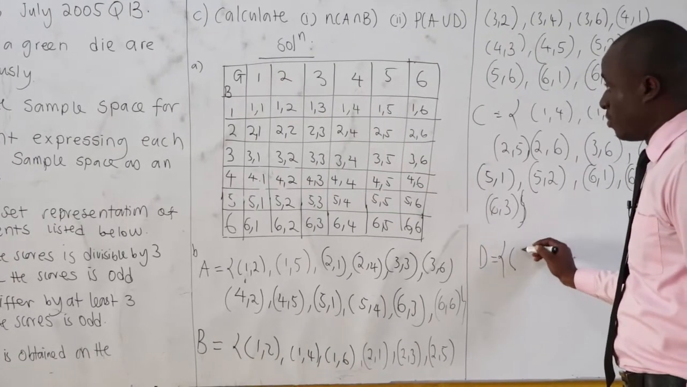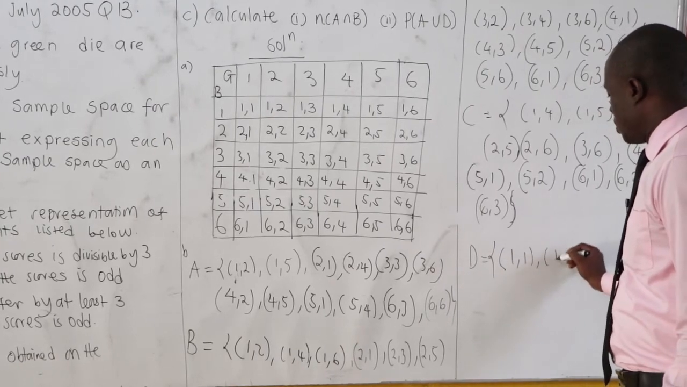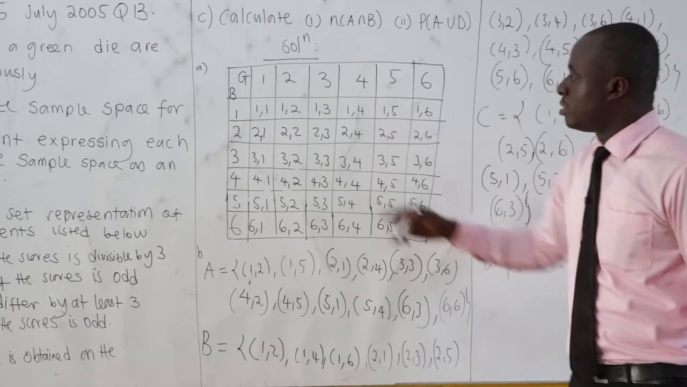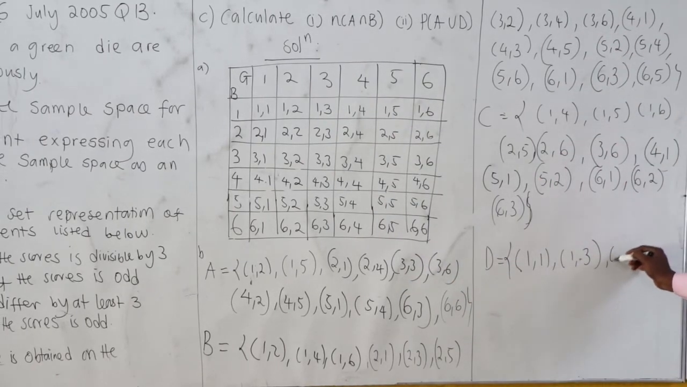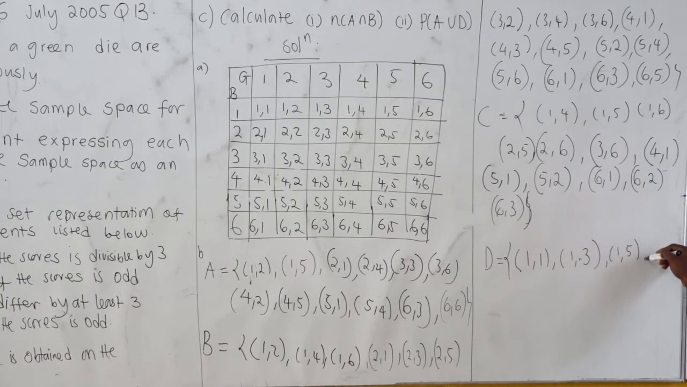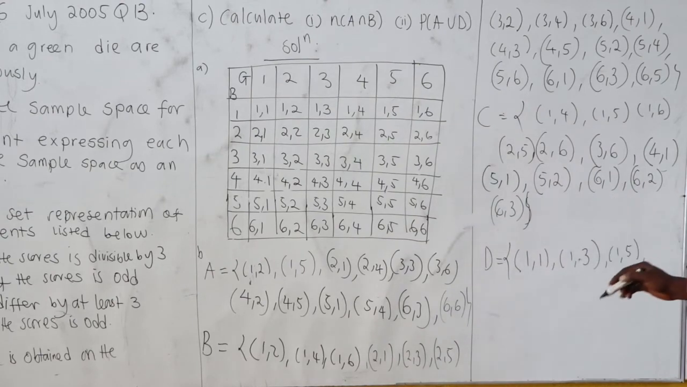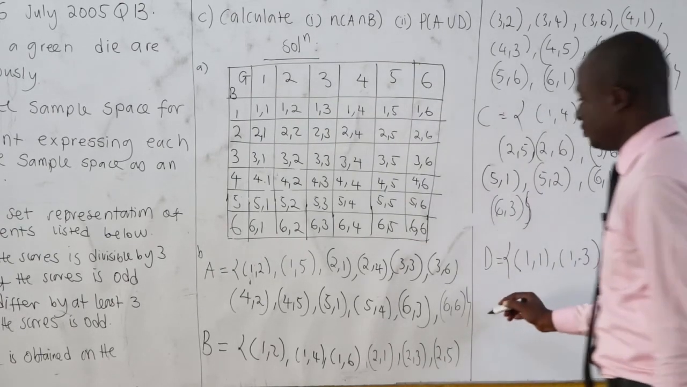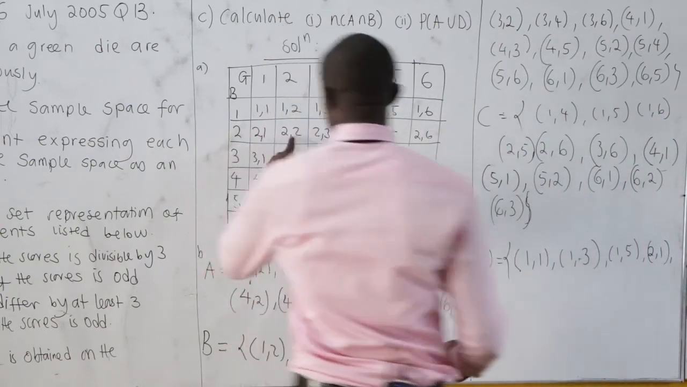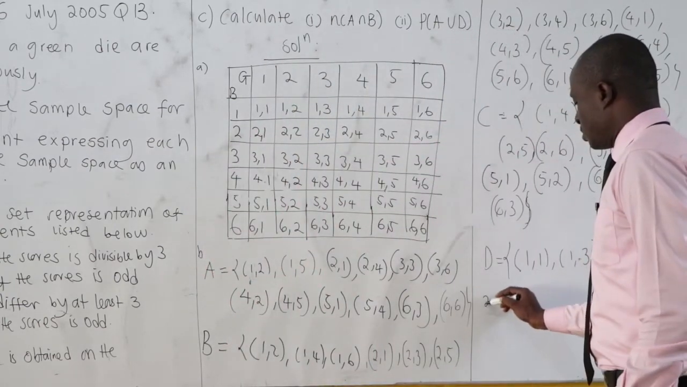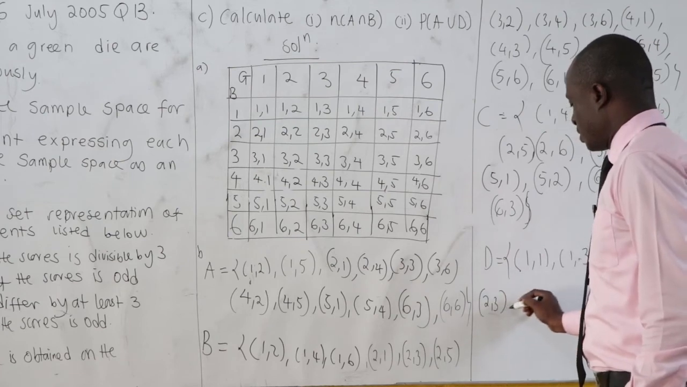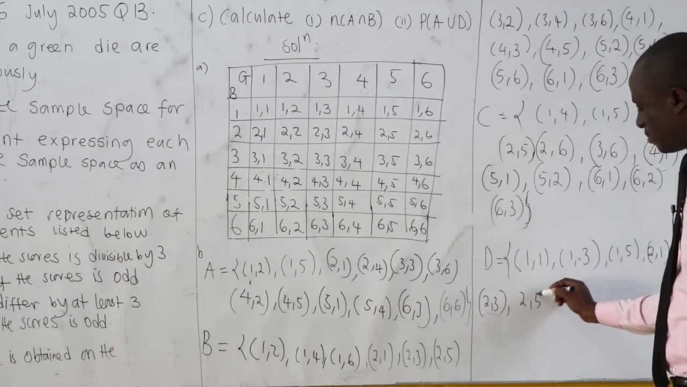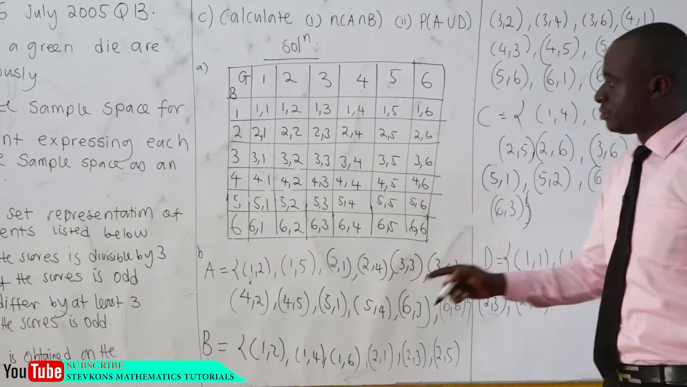The first one will be 1, 1, 1, 3. The second one should be odd. So the next one will be 1, 5, and 1, 6 is not. Then we have 2, 1. The second one should be odd. 2, 2 no, 2, 3. So we have 2, 3. Now the next one, 2, 5, because the second one should be odd.